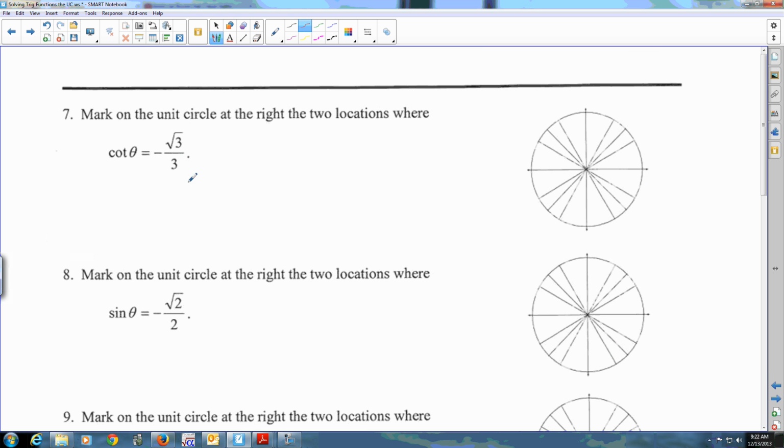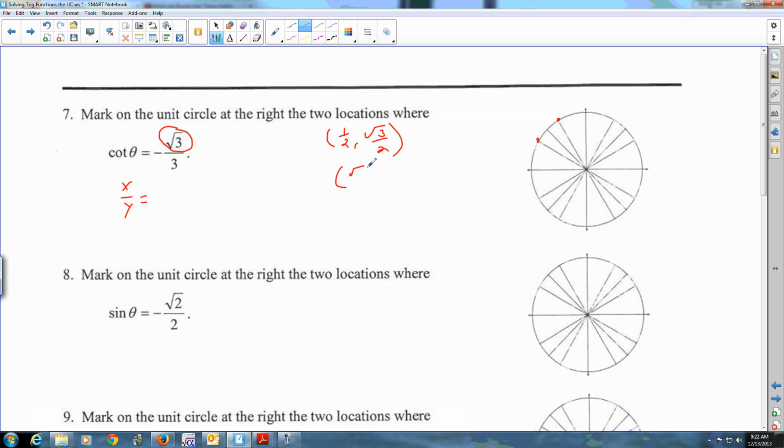Cotangent, negative square root of 3 over 3. You can either leave it as cotangent or cash in for tangent. I guess I'm just going to leave it like this. Because it's got a square root of 3 in it, only square roots of 3 are going to be multiples of 30 or 60. So you either have this coordinate or this coordinate.